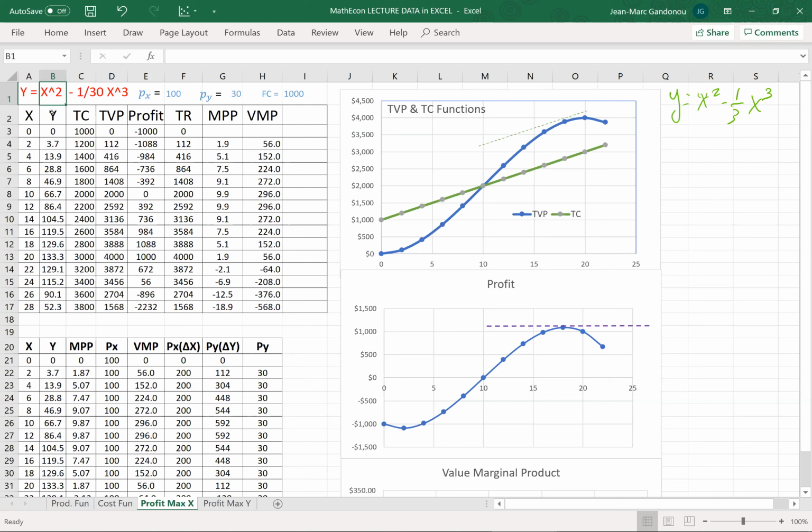So the first is a total. Here we start with the cost functions, right? And the information we have is that the fixed cost is 1,000.